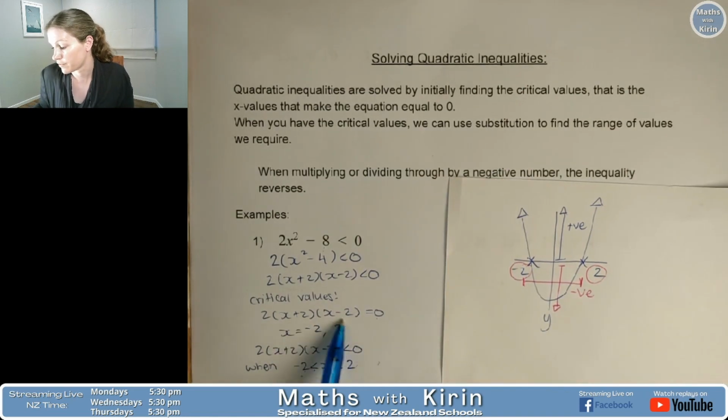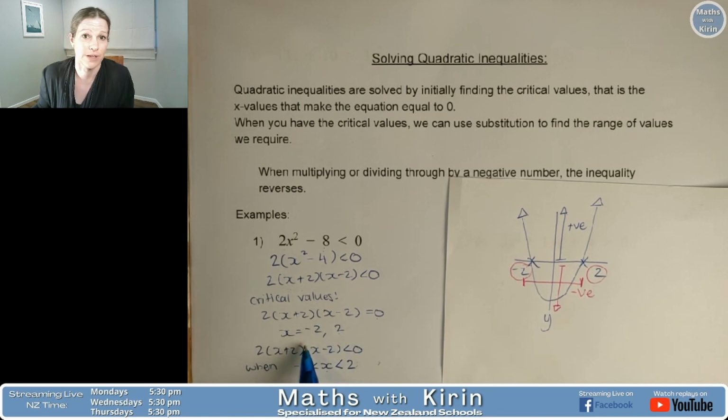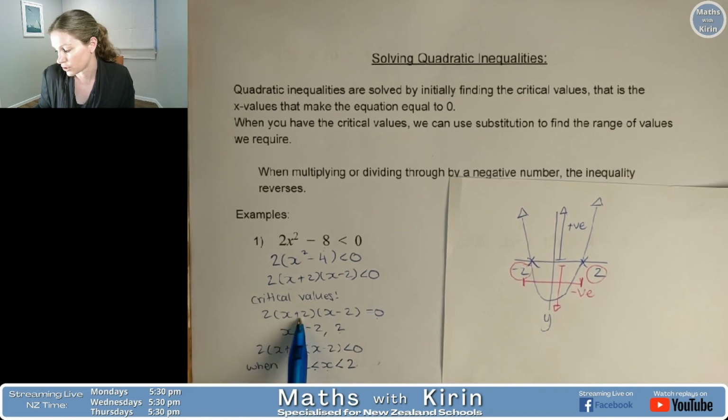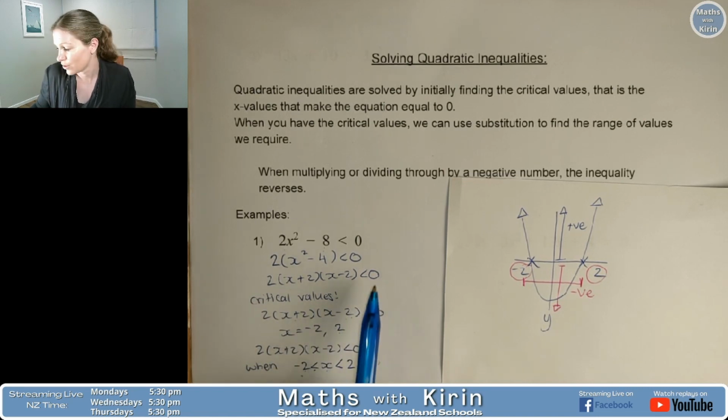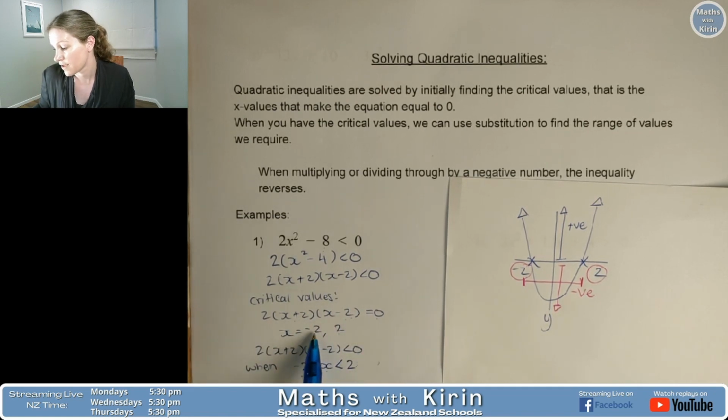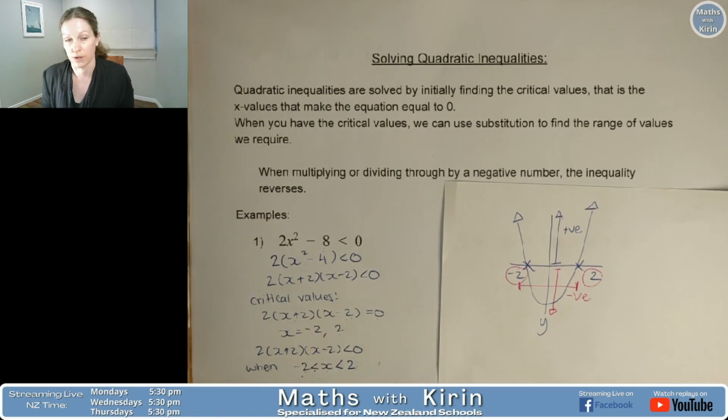When you know your critical values are negative 2 and 2, you can use any x value between these two. For example, you might use 0. It's nice and easy. You substitute it into here. You get 0 plus 2, which is 2, and 0 minus 2, which is negative 2. 2 times positive 2 is positive 4, times negative 2 is negative 8, which is obviously less than 0. So we would know from that substitution that anything between negative 2 and positive 2 would give us negative values. So that would also indicate that we want this as our solution.